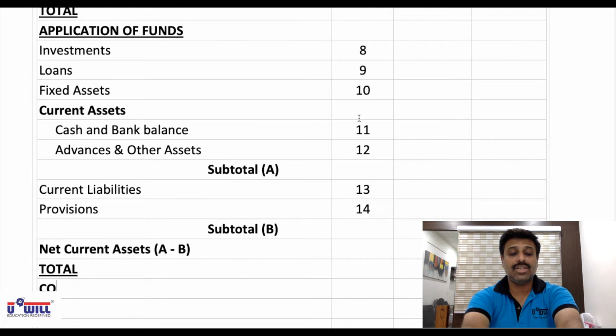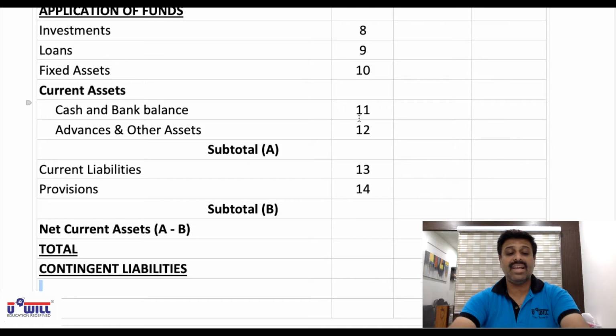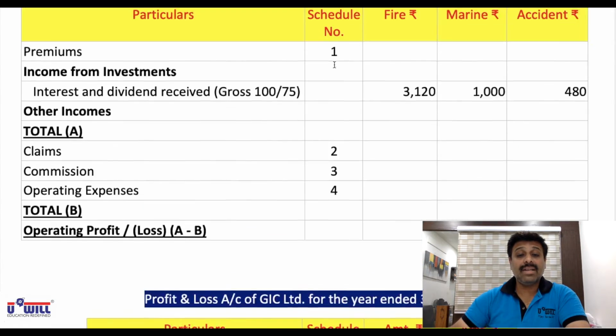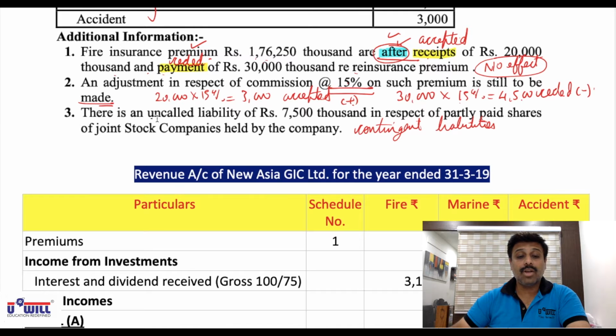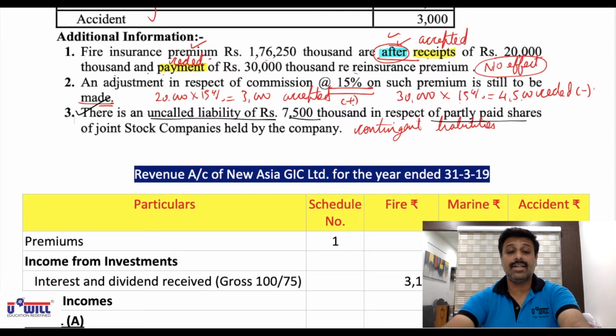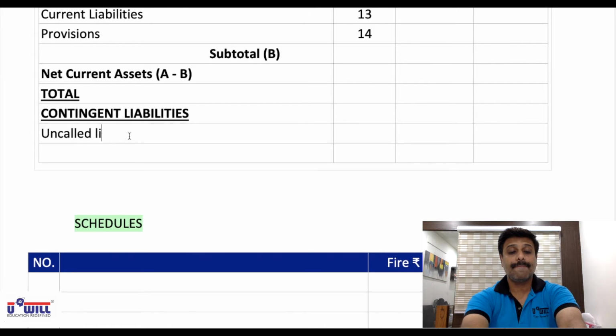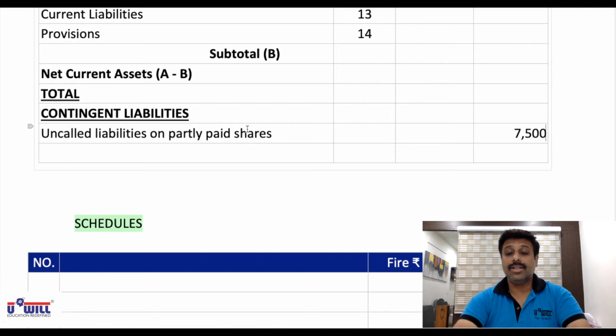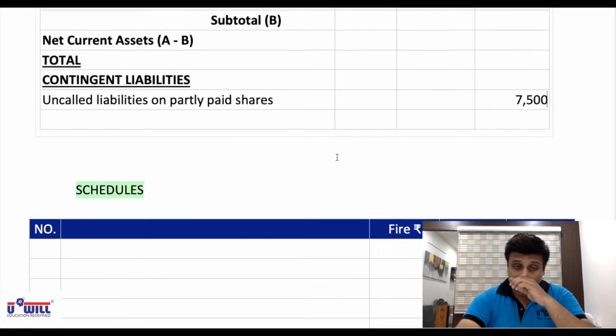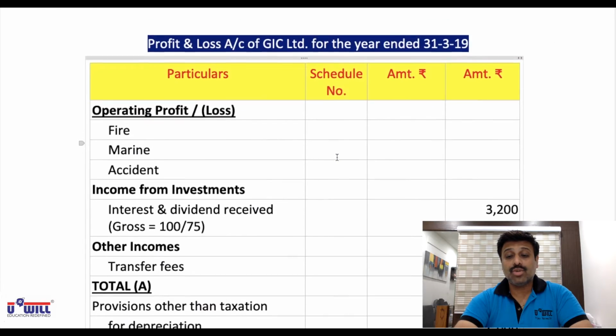And then we will show contingent liabilities, which we can write right now itself, because we already have marked the contingent liability in the adjustment. Only one contingent liability is there: uncalled liability of 7,500 in respect of partly paid shares. Adjustment 3 is a contingent liability. So that 7,500 we will show in contingent liabilities.